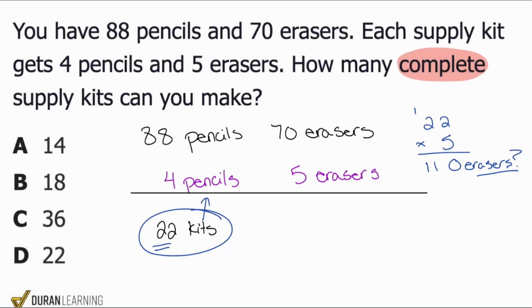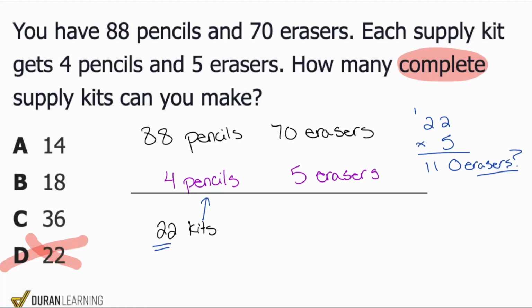No, it cannot. Because even though we can make 22 kits based on the pencils, you still need 5 erasers for every single one of those kits. If I'm doing 22 kits at 5 erasers apiece, that's 110 erasers. I don't have 110 erasers. So I cannot say that the answer is D. I cannot say that it's 22 kits. That does not make sense.